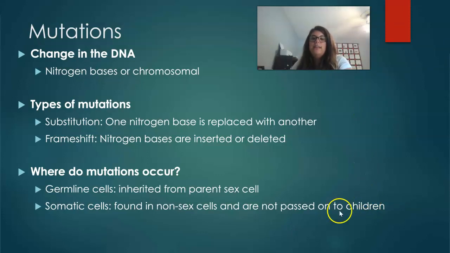So for instance, skin cancer or melanoma would be a mutation that occurs in our skin cells, but because it's not in our eggs or our ovaries or our sperm, we will not pass melanoma on to our children if we have it. However, those diseases that are passed on, or are hereditary, are found in our egg or sperm. Those will be inherited from parents.